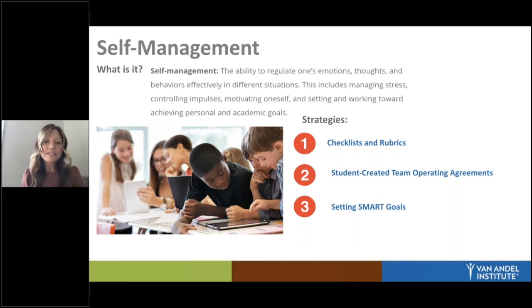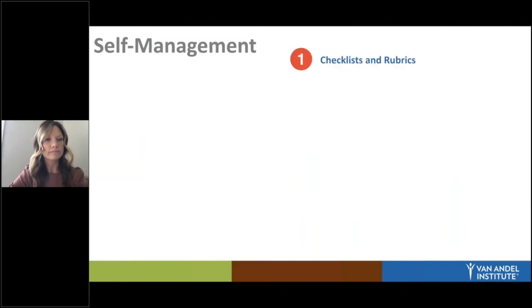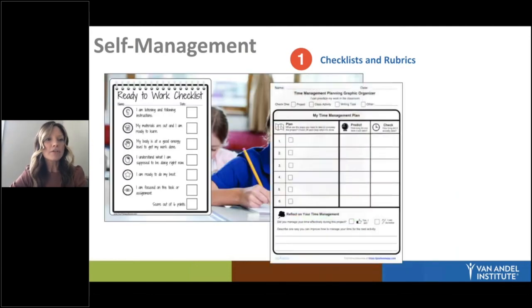We're going to talk checklists and rubrics. We're going to also talk student-created team operating agreements, and then also setting SMART goals. So with checklists and rubrics, we know that we can use these in a variety of ways, and most of us do. I'm going to point to a couple today. The first couple here, this ready to work checklist could be used for younger kids. Basically just having them, when they show up for a task or show up for the day, ask are they ready to work? So things that they can self-manage.